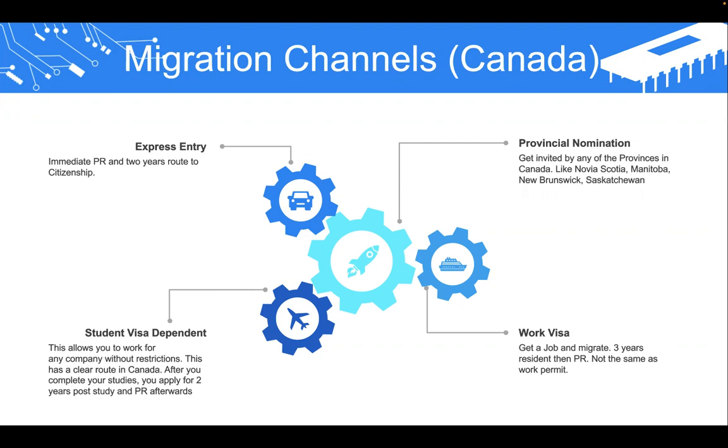Means you're entering the country as a permanent resident. There's provincial nomination, where you can apply to different provinces in Canada, like Nova Scotia, Manitoba. They all have what they call certain codes you can use and apply. I think they're called IR something. You use it and apply. Tech people are getting jobs every time in Canada.